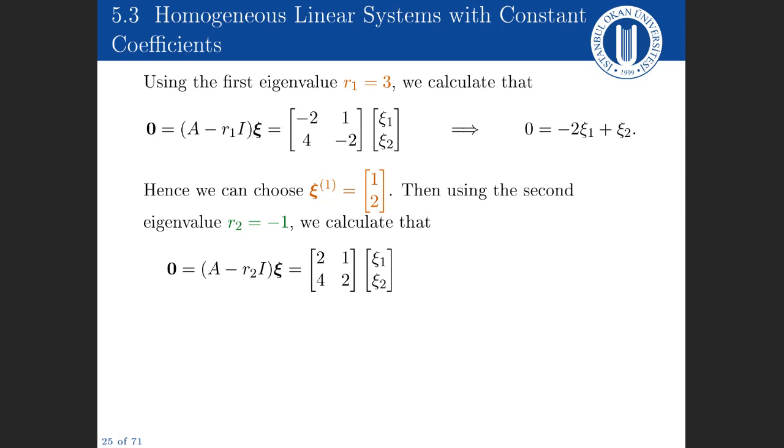Then we must do the same thing for the second eigenvalue. If r2 is minus 1, then we obtain the 0 vector is equal to the matrix 2, 1, 4, 2 times xi 1, xi 2, which implies that 0 is equal to 2 xi 1 plus xi 2. Again, we can choose any vector which satisfies this equation. I like simple numbers, so I'm going to choose xi 1 is equal to 1, and then xi 2 must be minus 2. So I'm going to choose the eigenvector 1, minus 2.